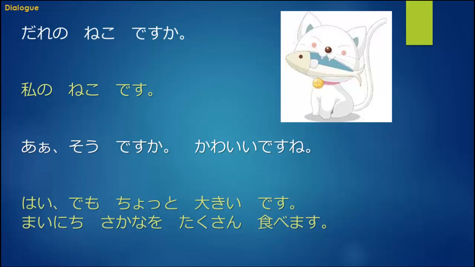誰の猫ですか？私の猫です。ああ、そうですか。かわいいですね。はい、でもちょっと大きいです。毎日魚をたくさん食べます。You may want to pause it and try and figure out the meaning of this dialogue.